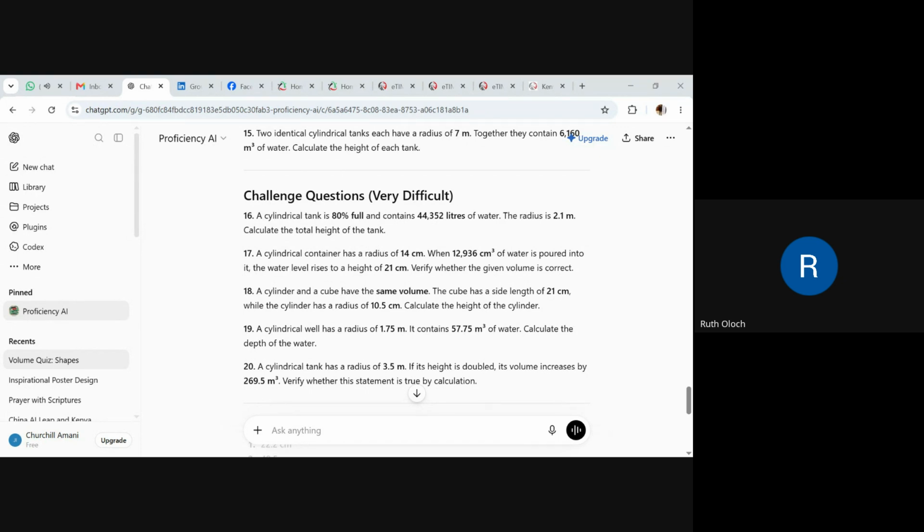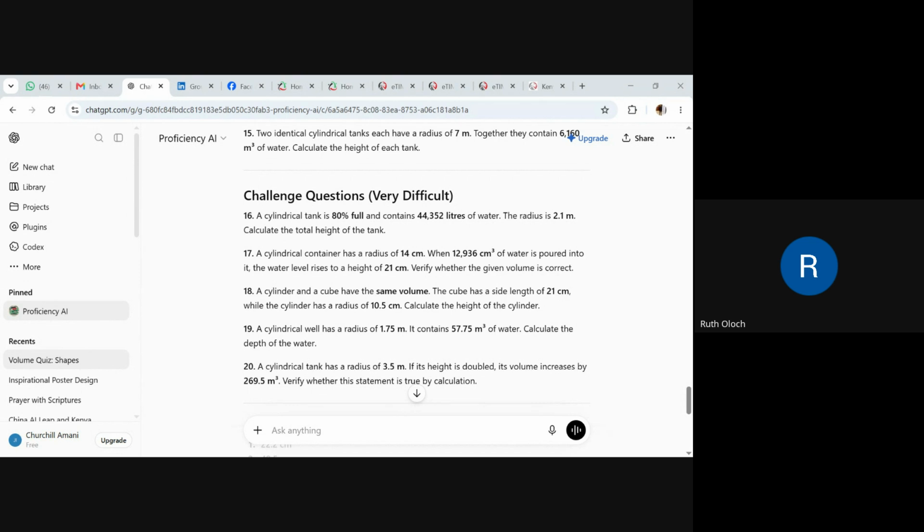Okay, the question says, a cylinder and a cube have the same volume. The cube has a side length of 21 centimeter, while the cylinder has a radius of 10.5 centimeter. Calculate the height of the cylinder.